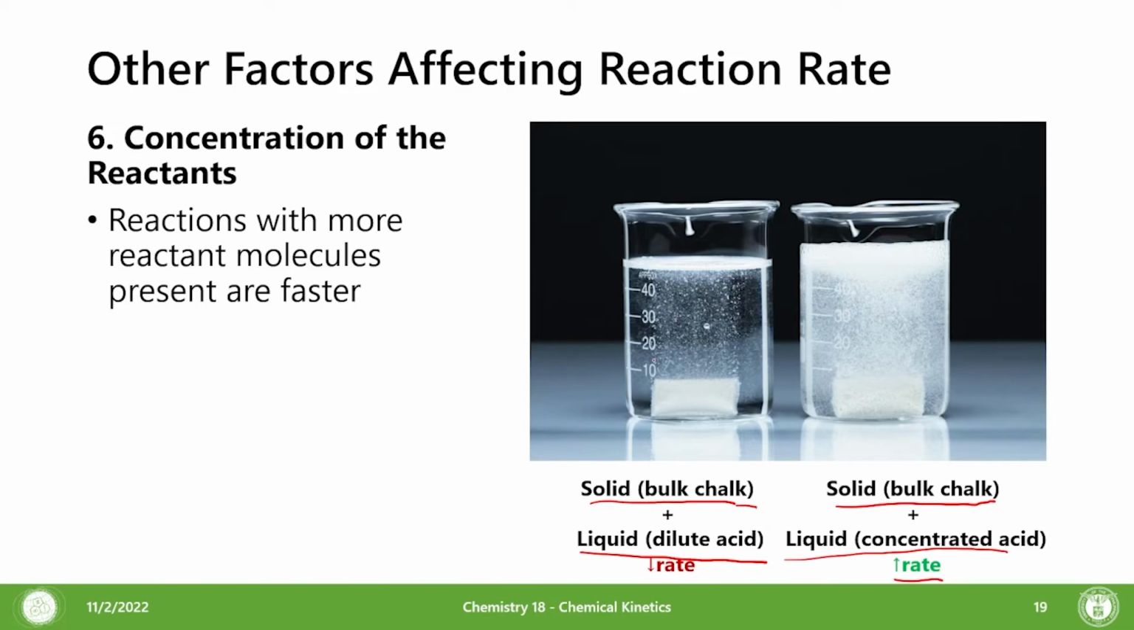However, for dilute acid, there is less of it to go around, so it still has to make its way to the bulk chalk, and whatever's happening there will only be with the amount of acid that's present in the surface, no? So therefore, the rate also decreases. So the reactions with more reactant molecules present, higher concentration, means the reaction proceeds faster. But that, of course, means that the reaction has to be dependent on the reactants in order for concentration to be a factor. And that can be given by the rate law of the reaction.